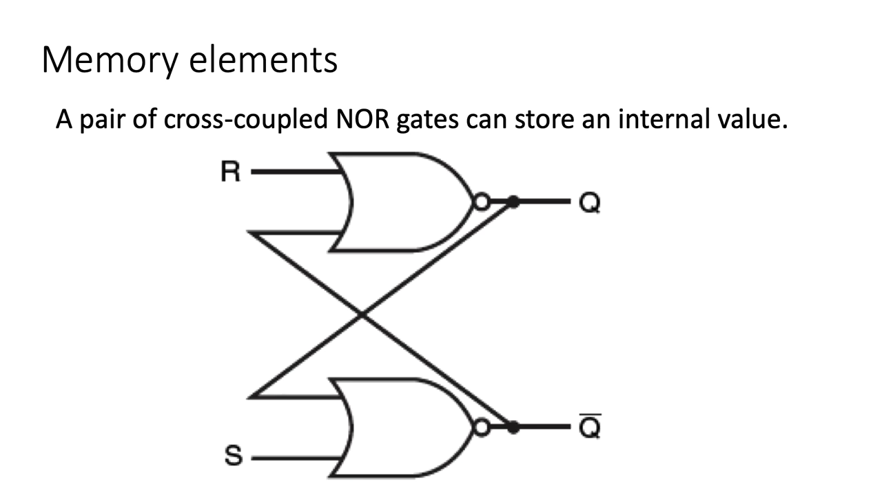So far we didn't have any memory element. If you wanted to store something, we were not; we were just passing signals as a flow, some operations, and then some outputs, right? One way to design a simple memory is to use a pair of cross-coupled NOR gates. They can store an internal value. In your pre-lab also, you're going to play around with that. You'll see some examples.